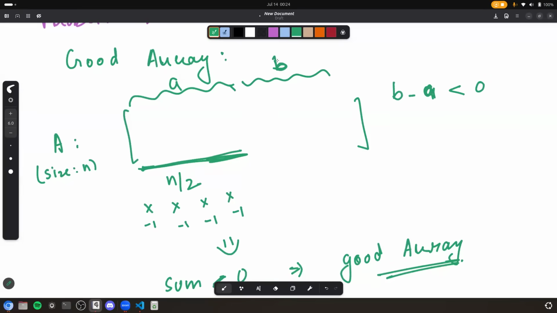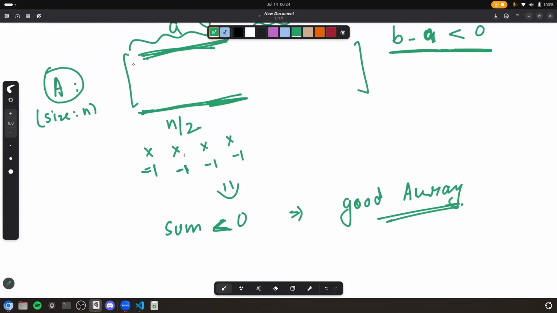Since the total sum would be the sum of all these elements plus the sum of all these elements, and since we multiplied these elements by -1, the new total sum would become B minus A, which has to be negative for this to be a good array.